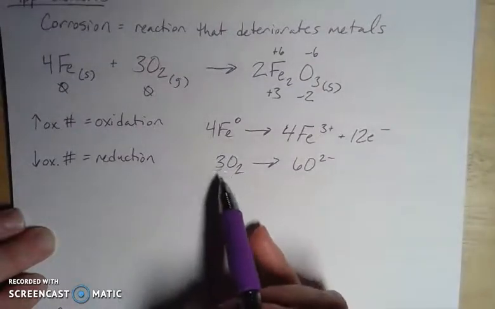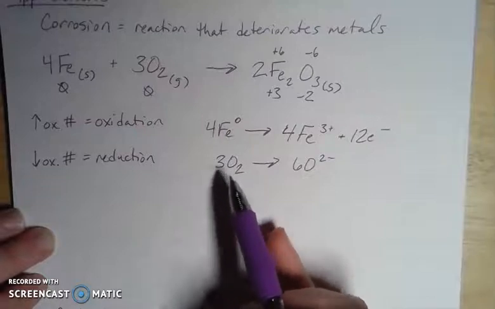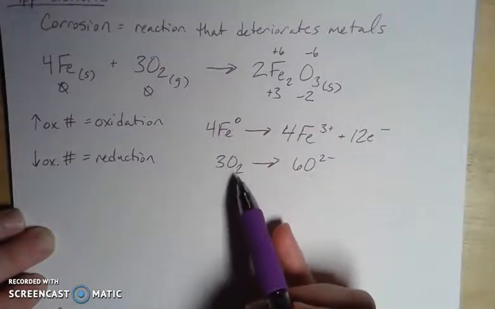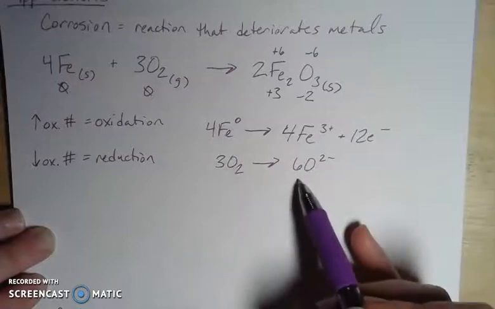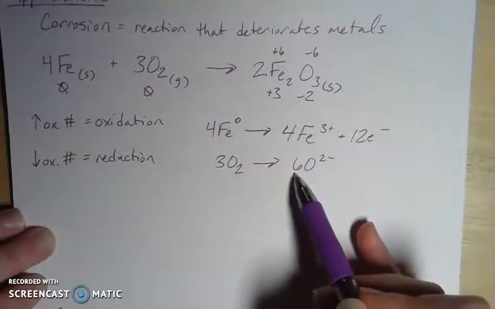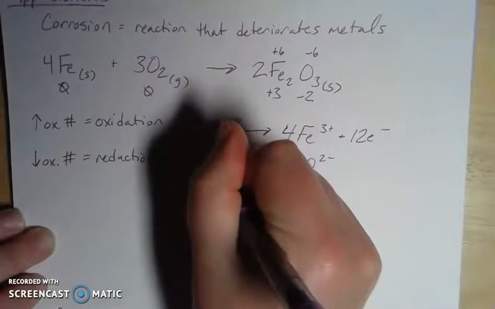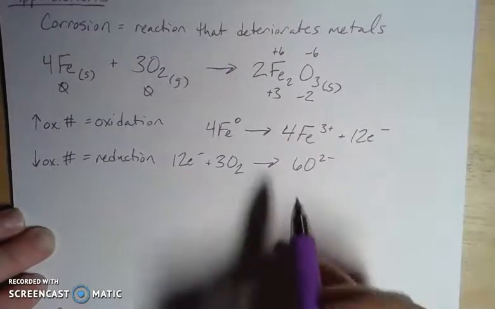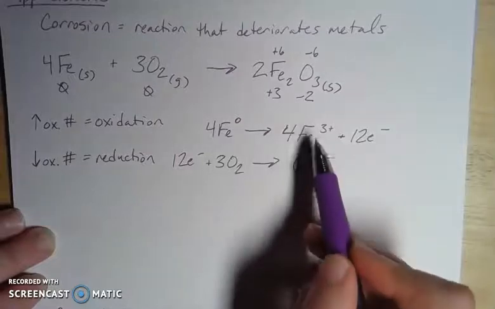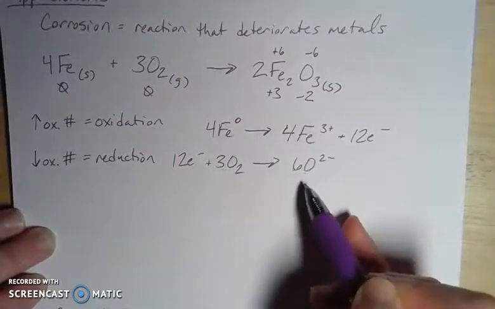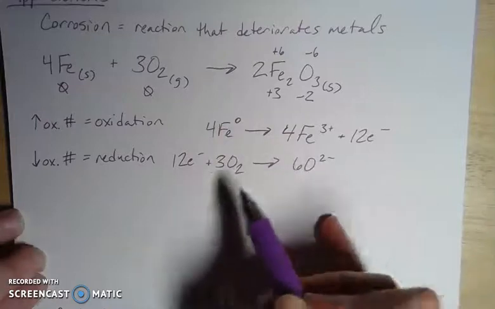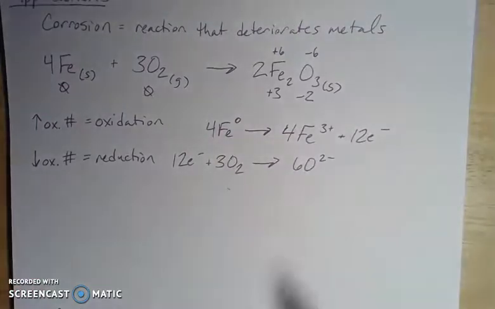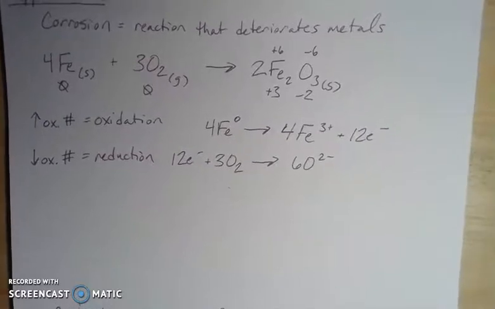For my oxygen, I have 6 atoms of oxygen total, from 3 of my diatomic molecules, and then I get to 6 oxide ions. If I do coefficient times the charge, that gives me 12 electrons that I have to gain to get more negative here. Iron's getting more positive, oxygen's getting more negative; iron is being oxidized, oxygen is being reduced. And we should have the same number of electrons lost and gained on both sides of my process, otherwise it's not balanced. All right, let's look at one more example.